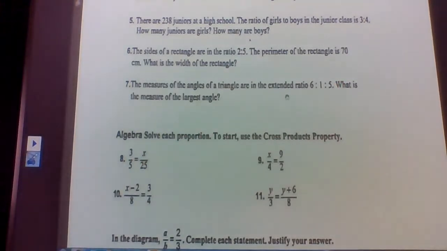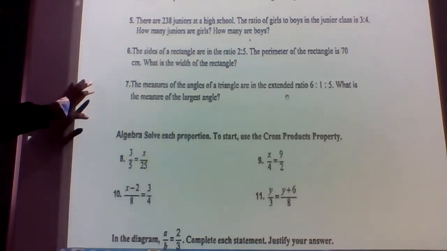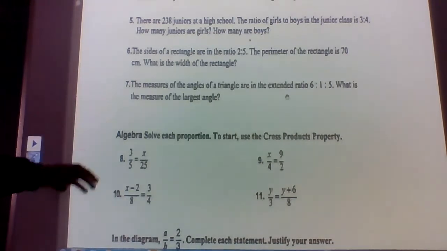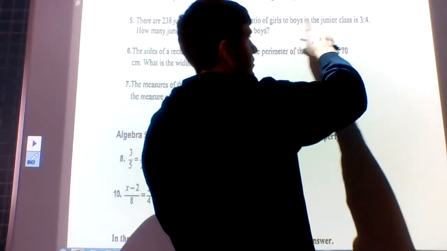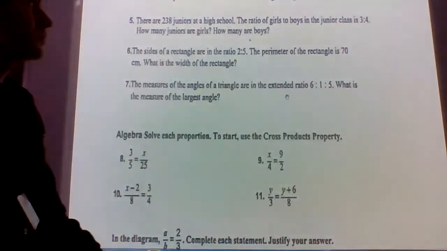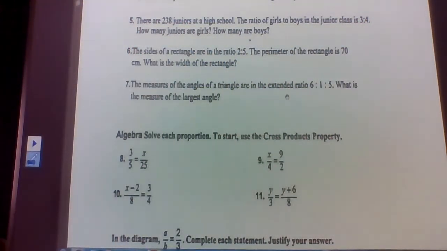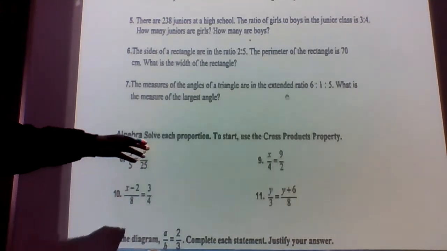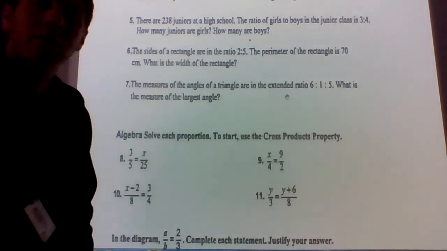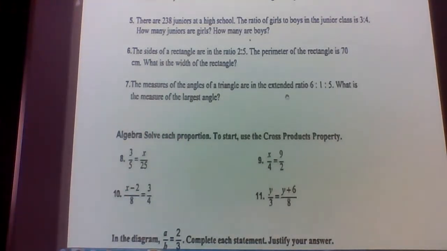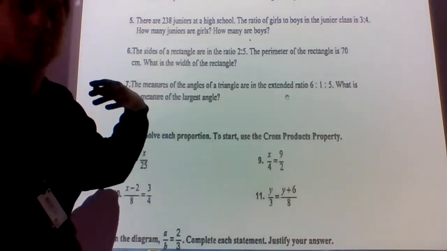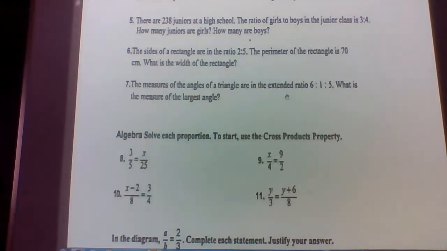Number 5, now we get some word problems here. There are 238 juniors at a high school. The ratio of girls to boys is 3 to 4. You want to know how many juniors are girls and how many are boys. We talked about how you could try all the different combinations, but there's an infinite amount of them. You could try 3 and 4, 6 and 8, 30 and 40, 300 and 400, 75 and 100, until you get one that adds up to 238. But since we don't know what the multiple is, we just put in x.